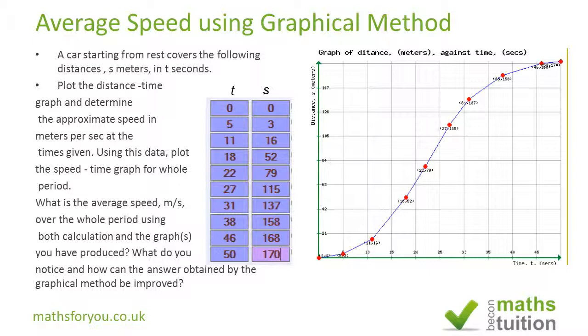Okay, so now the average speed is going to be the total distance, which is 170, divided by the total time, which is 50, and then your answer is going to be 3.4 meters per second. Next slide.